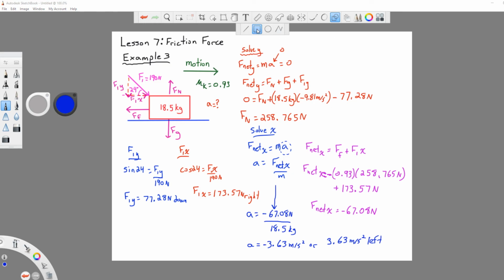And for a little bit of clarity, I might just add a little note on here. And did it say this was a car? No, we'll say the block is slowing down. Block is slowing down. Okay. That is this problem.